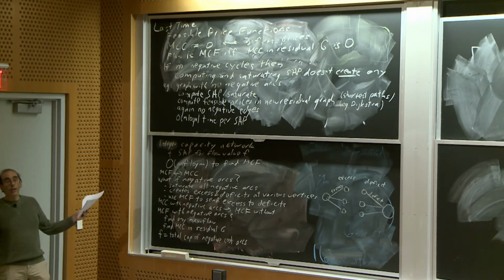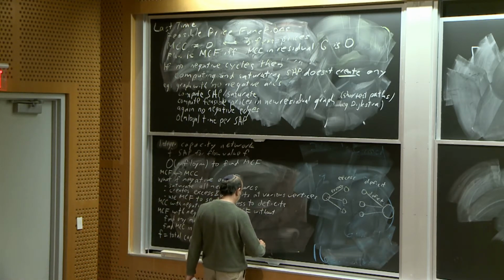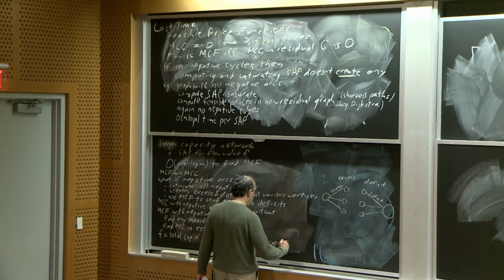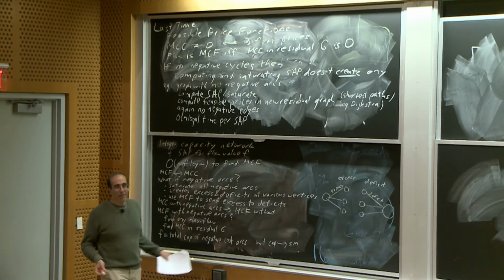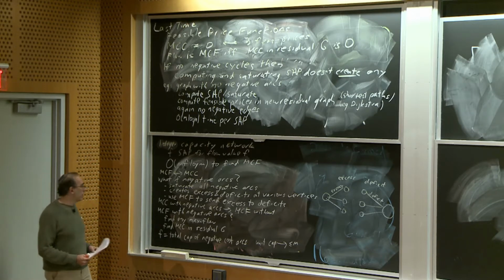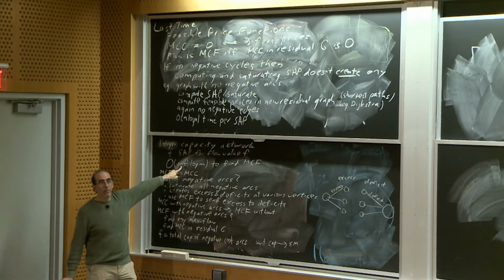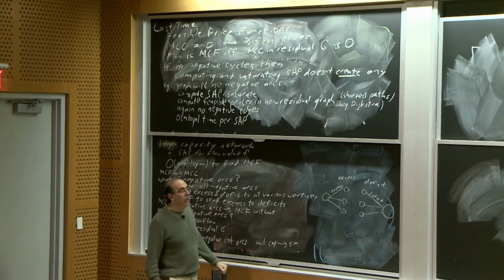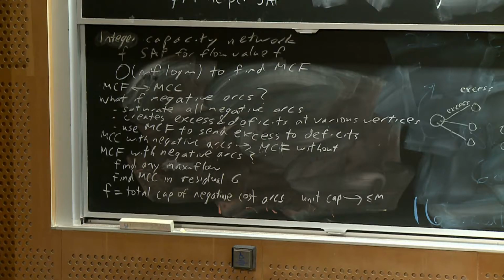So, in the unit capacity case, the total capacity is going to be less than or equal to m. That's the total capacity of all of the arcs. And so we're going to end up with an m squared running time for the unit capacity case. Which is very nice, but we don't want to only solve problems with unit capacities.